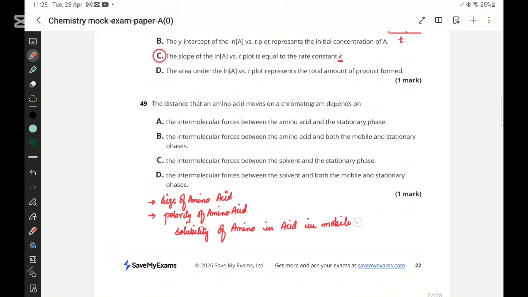And also it is dependent on the solubility of amino acid in stationary phase as well, because if it is more soluble in stationary phase, it will not travel further. So answer is going to be B, the intermolecular force between amino acid and both the mobile and stationary phase.